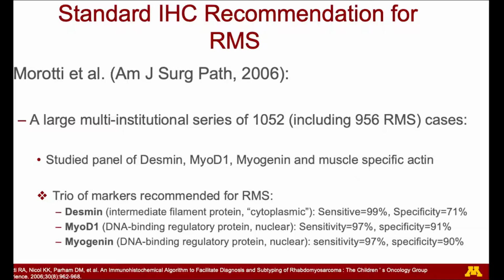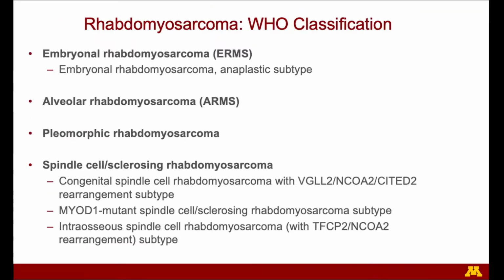Their recommended panel, which is still used in most of rhabdomyosarcomas, are desmin, which is a cytoplasmic intermediate filament protein with 99% of sensitivity and 71% of specificity. Desmin should be used together with more specific DNA binding regulatory protein nuclear markers like MyoD1 and myogenin, with quite similar specificity of 90% and sensitivity of 97% in rhabdomyosarcomas.